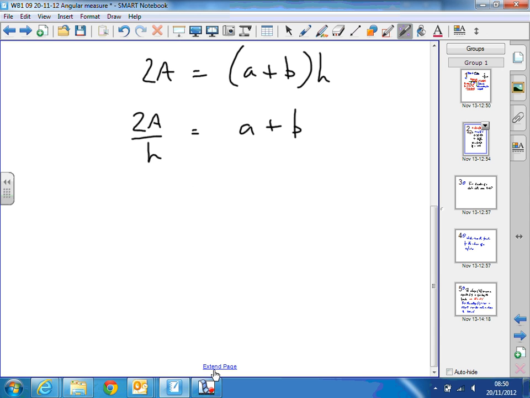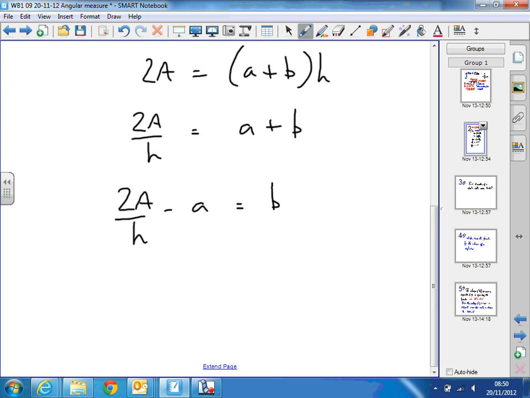So now you can see we're almost there. Look, remember after b, so what's the final step? Not divide, because it's added, take it away, right? Because what's the opposite of addition? Subtraction. So to get rid of the a that b has had added, subtract a. So subtract a from both sides: 2a over h minus a equals b.